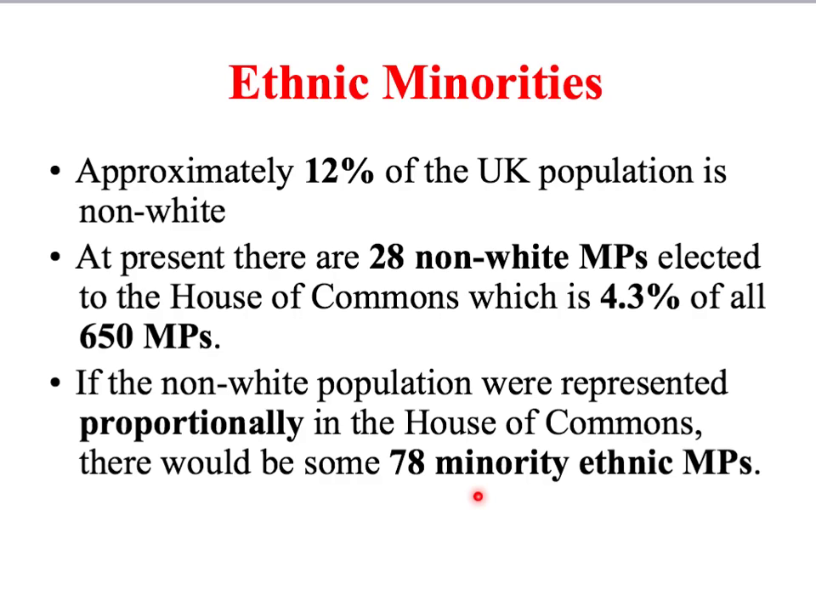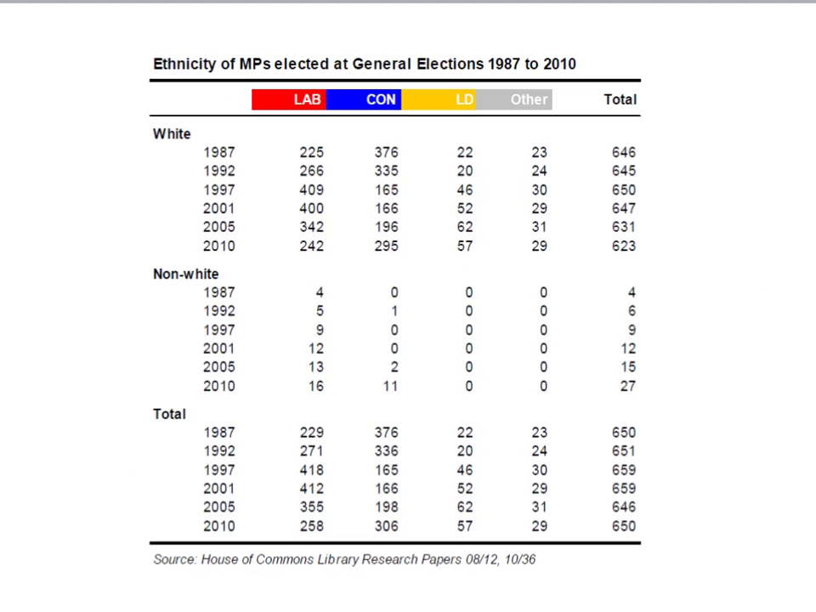So at present there is underrepresentation. So as we can see in this table, there has been progress since 1987. So there has been an increase in the number of MPs from non-white backgrounds, but it's still the case as we saw in the photo earlier, that overwhelmingly members of parliament are white.